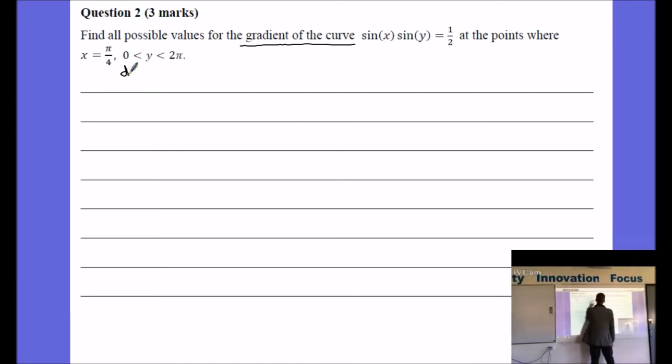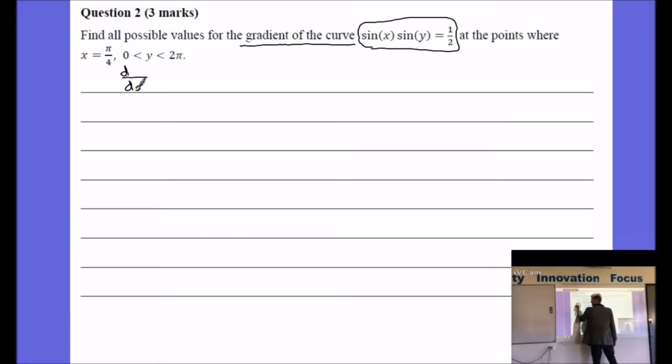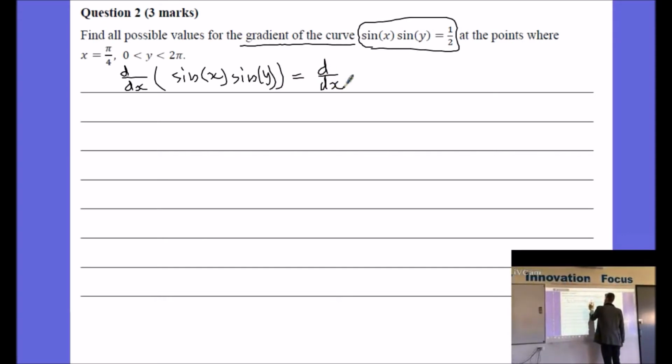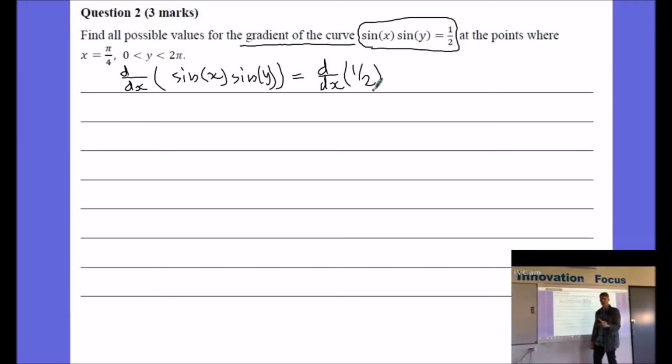This curve we have is a relation, and relations need to be differentiated using an implicit differentiation technique. So take the derivative of the curve on both sides, equal to the derivative on the right hand side. Now we've got to recognize I've got a product of two functions. When I differentiate, I have to use the product rule.